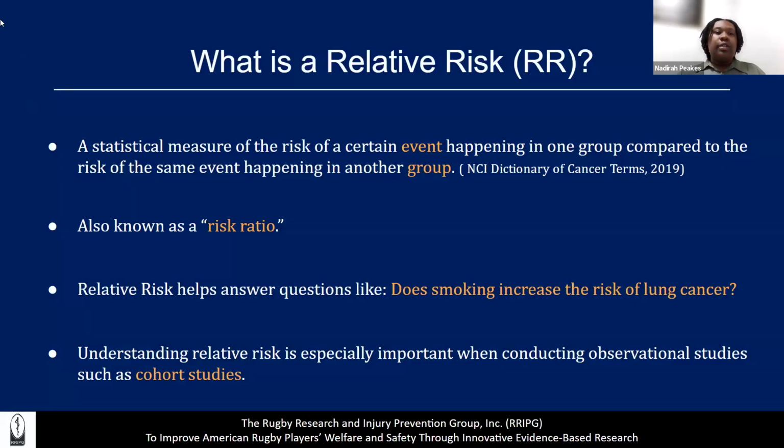So what is relative risk? Relative risk is a statistical measure of the risk of a certain event happening in one group compared to the risk of the same event happening in another group. Relative risk is also known as a risk ratio. It can help answer questions like, does smoking increase the risk of lung cancer? And understanding relative risk is especially important when conducting observational studies, such as cohort studies.